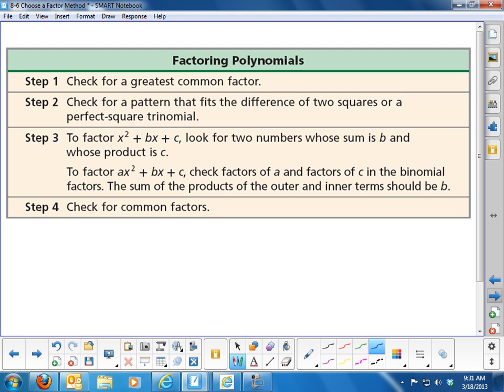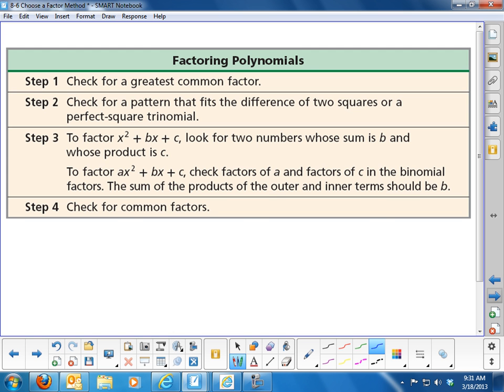We want to look at a problem and see if there is a greatest common factor. If there is one, we factor it out at the very beginning. After we've taken care of our greatest common factor, we look to see if there's a special product, which we just learned about. Is there a difference of squares or a perfect square trinomial? If you recognize a difference of squares or a perfect square trinomial, you go ahead and factor that first after you've done the greatest common factor.